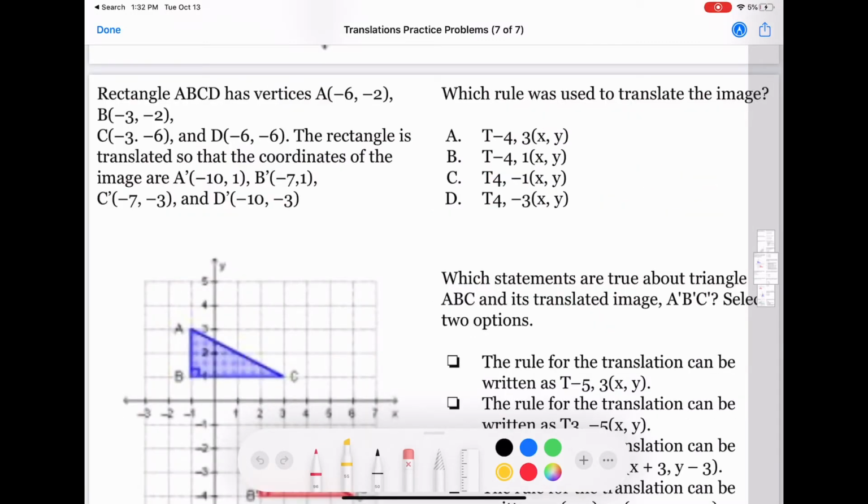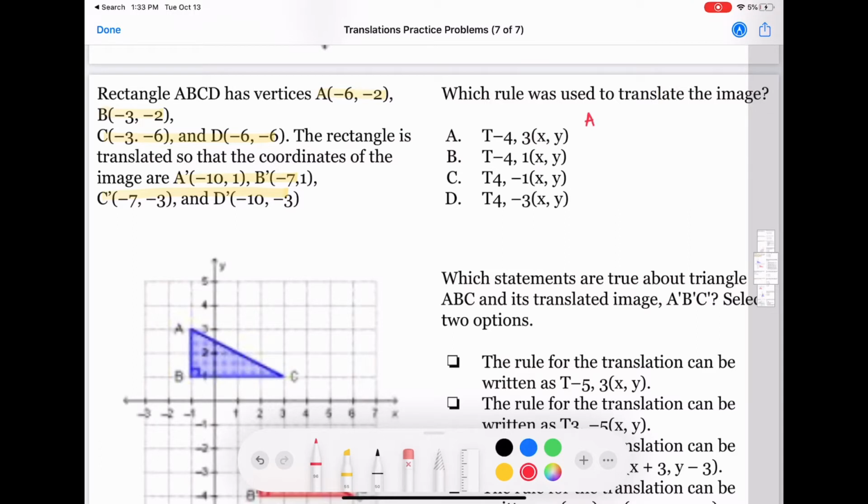I want to review another type of problem that we might see. This problem tells us the different vertices of the pre-image and the image. Given these vertices, we are being asked to find the function rule being used to translate this image. Well, the first thing that we should do is actually list out all the different vertices of the pre-image and the image. I'm going to list out all the pre-image vertices in red.